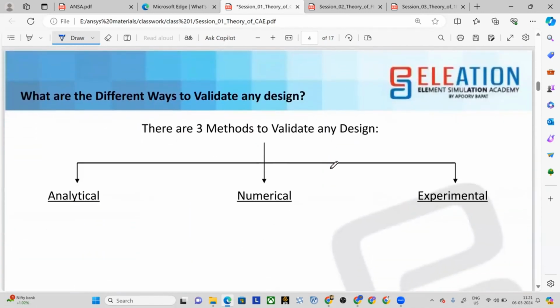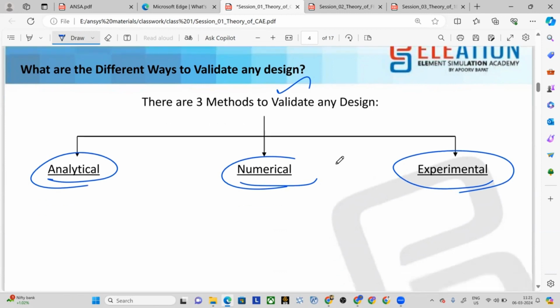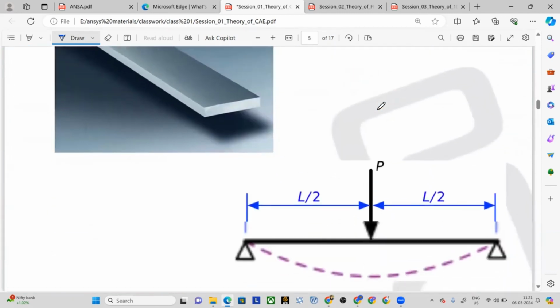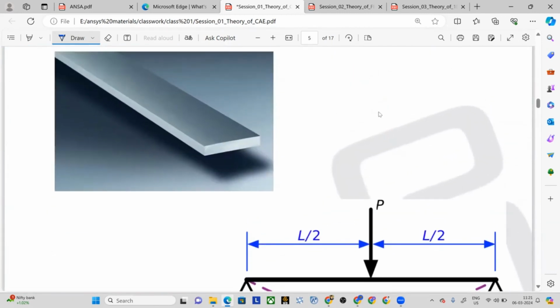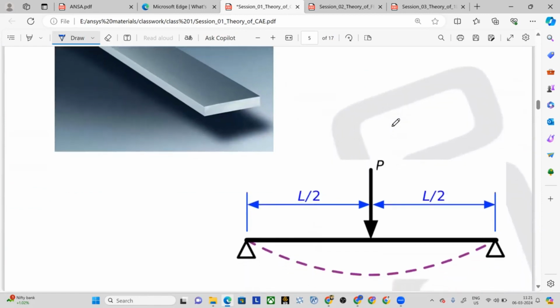Okay. Now, there are three methods to validate any design. One is the analytical method, another one is the numerical method, and another one is the experimental method. So for example, let's take a common thing which you might have studied under mechanics of solids or solid mechanics or strength of materials. In different universities it would have been circulated under different names. Okay. So let's take a simply supported beam as an example.